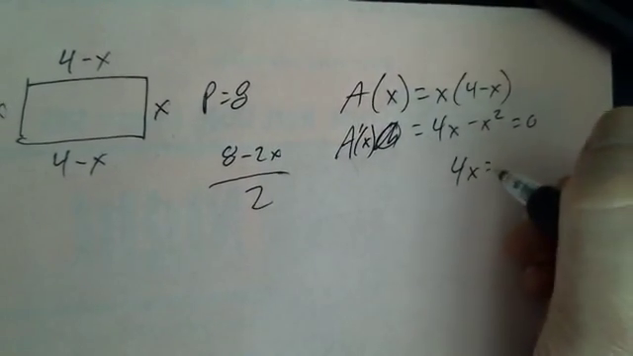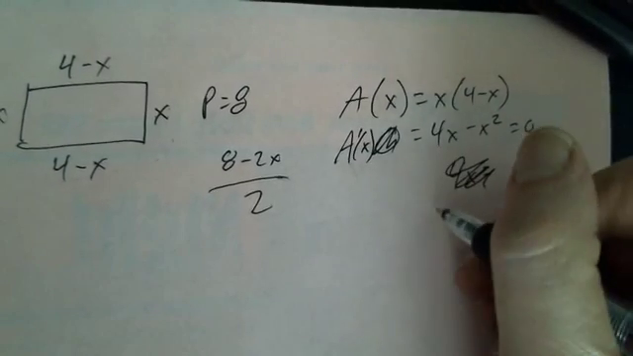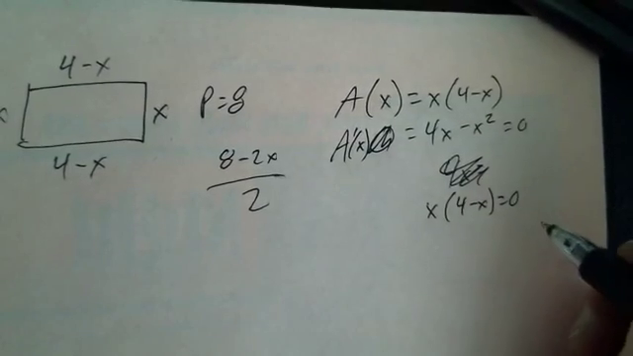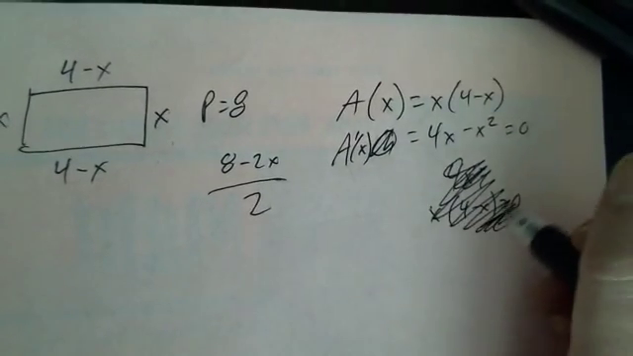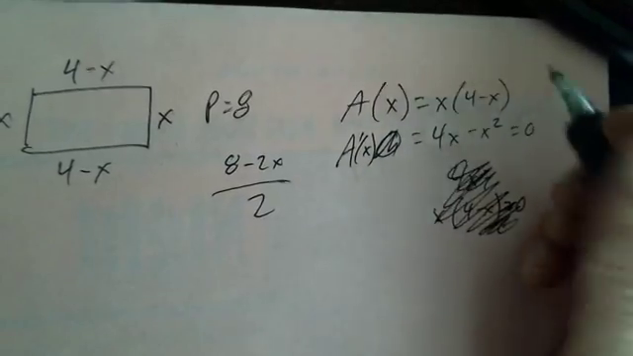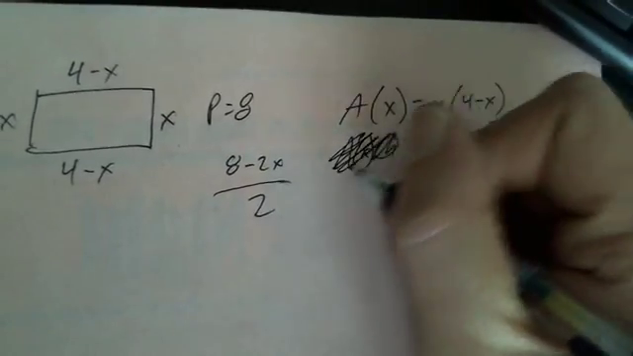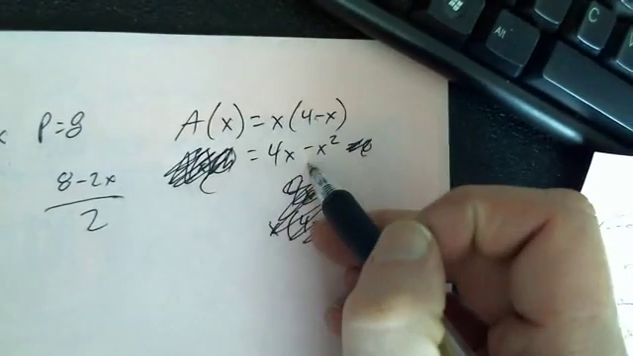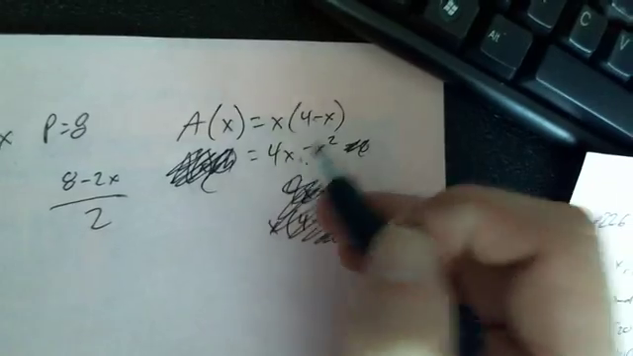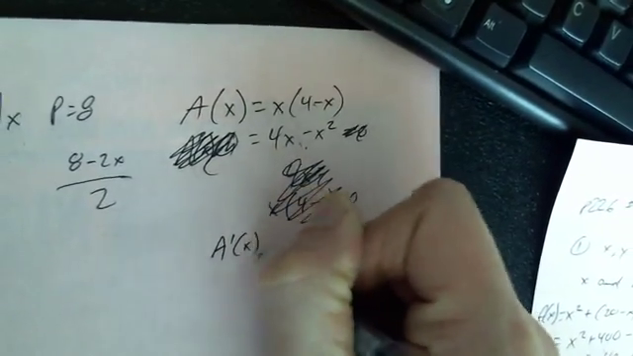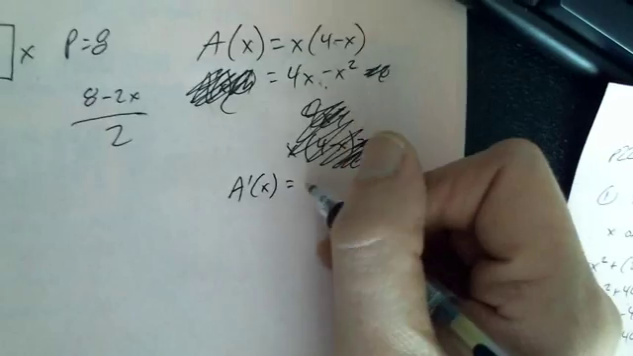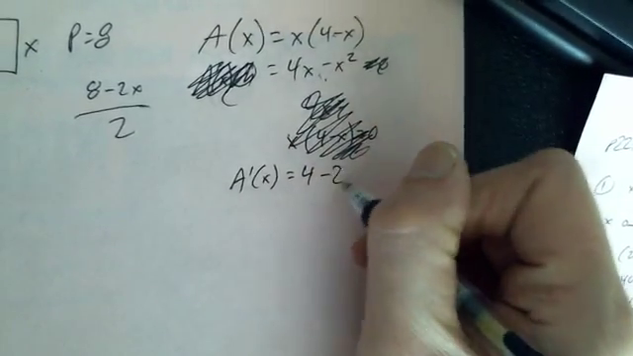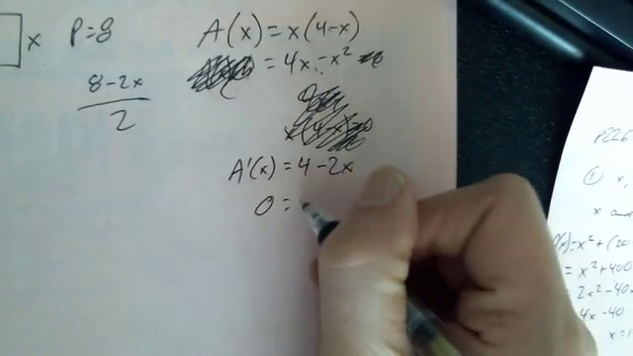Start that again. Here's A of x, our area function. We take the derivative of this area function. Helps in calculus if we take the derivative. My bad. Alright, so 4 minus 2x. Now we set it equal to 0.